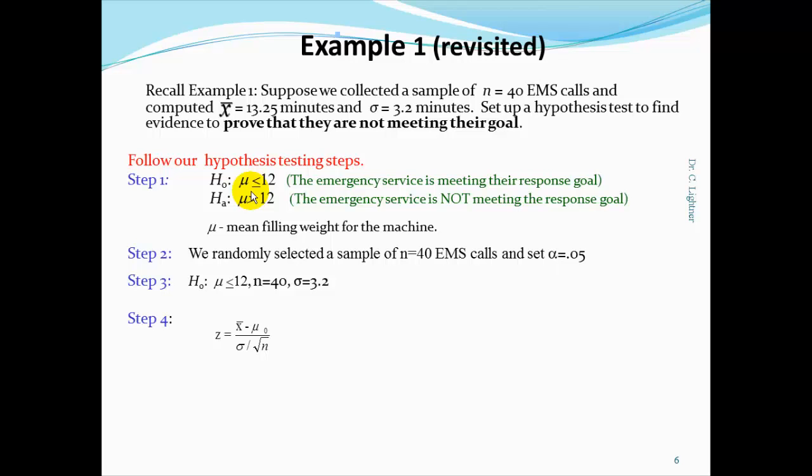In step 2, we should go out and randomly collect a sample in order to test our hypotheses. We should note our sample size and our level of significance alpha in this step. For this problem, let's allow our alpha value to equal 0.05.